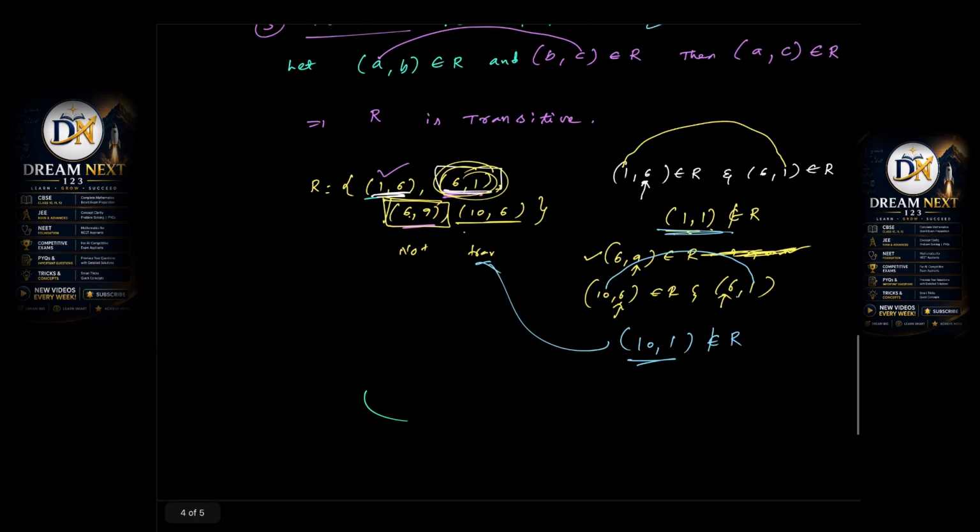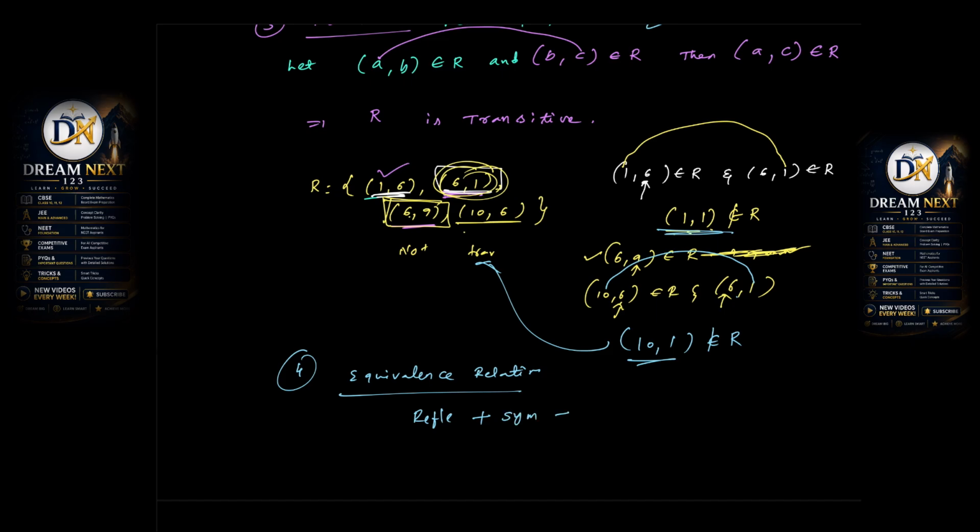And one more thing, the fourth one, equivalence relation. What is the meaning of equivalence relation? An equivalence relation is nothing but a relation that is reflexive, symmetric plus transitive. If all three of these properties are satisfied, then we call such a relation an equivalence relation.